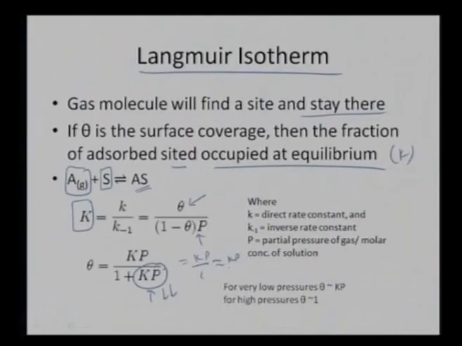But for very high pressures, once I have pressure very high, this term starts dominating, and then Kp by 1 plus Kp eventually becomes 1. So my theta becomes approximately 1 for very high pressures. This is how it is defined by the Langmuir isotherm.